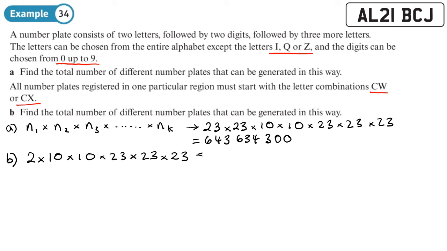So let's work that out. So the first bit's a bit like 200, 2 times 10 times 10, times that by 23 cubed, and we get just over 2 million, I think. So this is 2,433,400 different number plates.